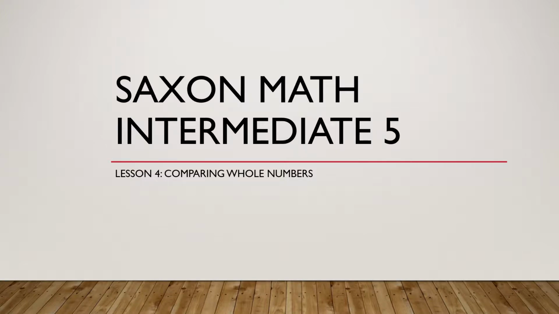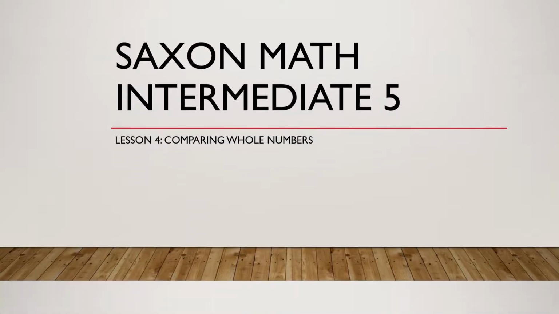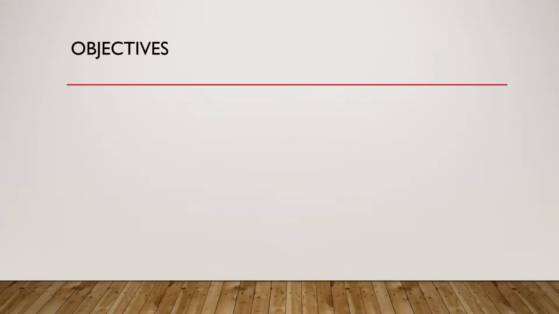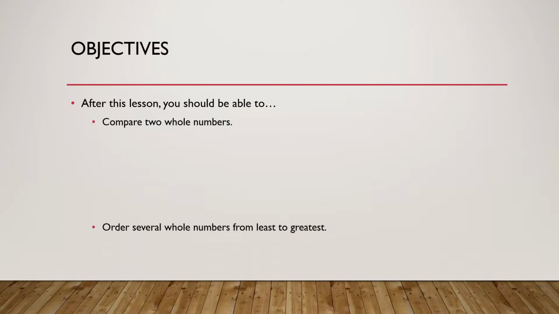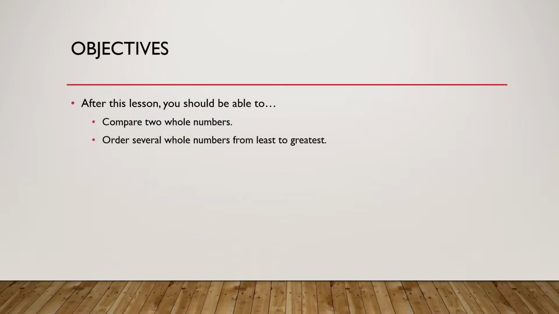Welcome back for Saxon Math Intermediate 5, Lesson 4, Comparing Whole Numbers. Our objectives for this lesson. After this lesson, you should be able to compare two whole numbers, order several whole numbers from least to greatest, and use digits and a comparison symbol to write a comparison given in words.